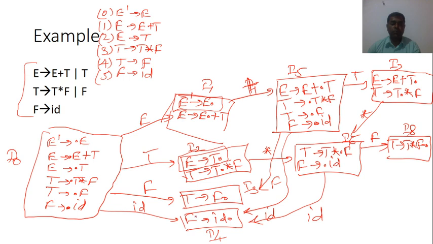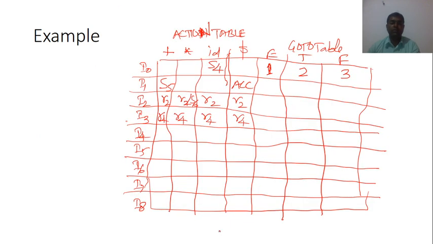Now, for this production, this is also reduction. I cannot read anything here. This is reduction. Which number is this production? 5. So I have to enter R5 in the I4 row, every column in the action table. R5, this is R5, this one is R5, this one is R5.